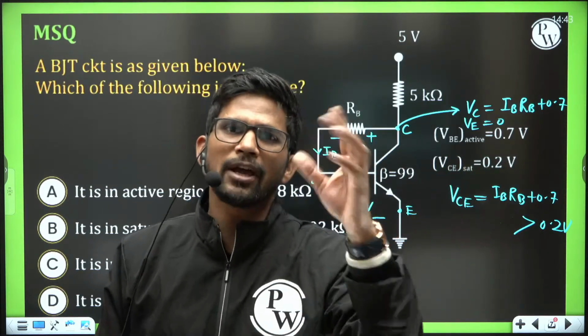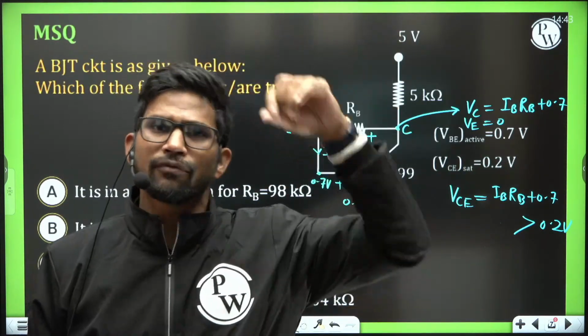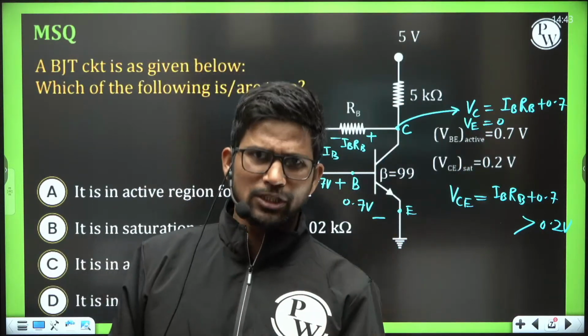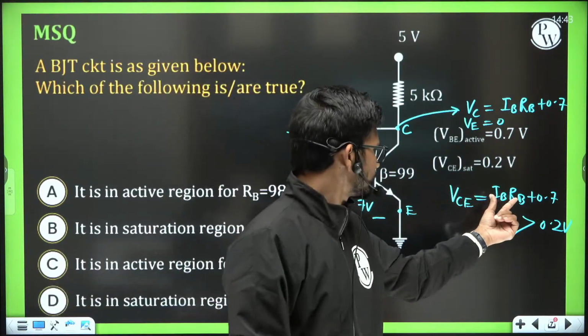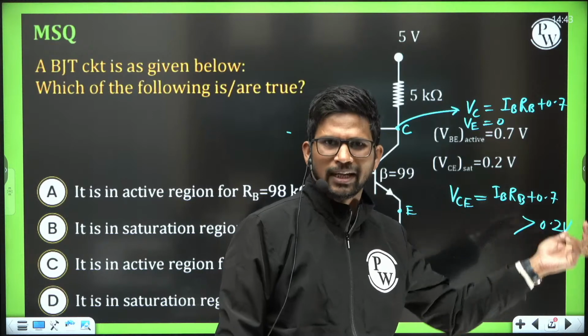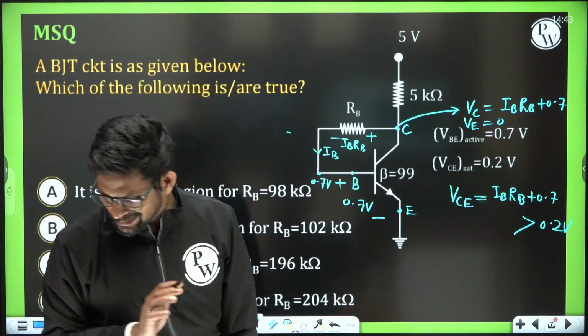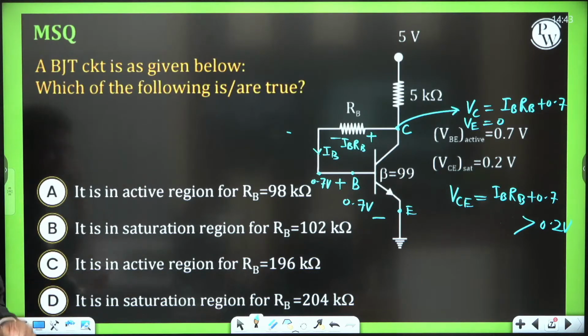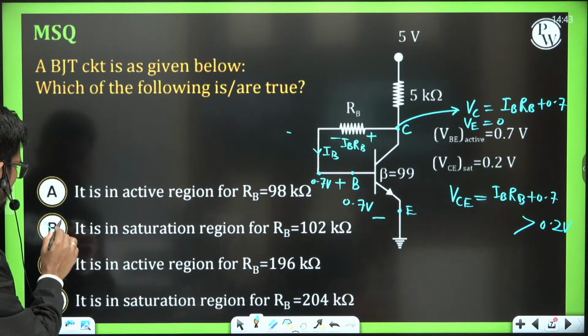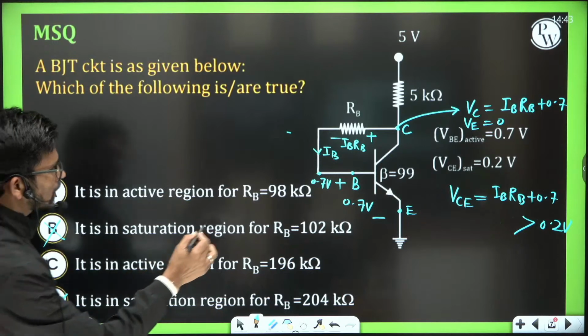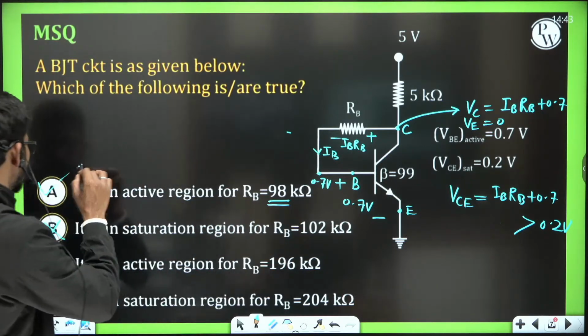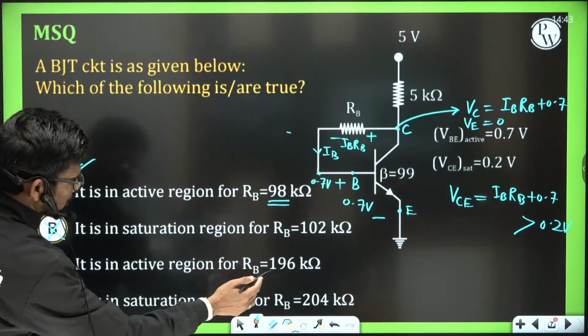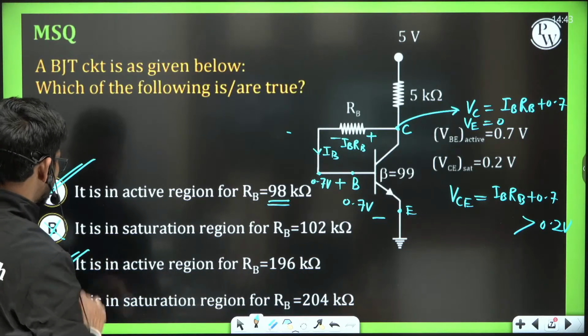So it will always be in active region whenever it gets on, for any value of RB. Even if you make RB 0, it is still 0 plus 0.7, greater than 0.2. So it is always in active region for any value of RB between 0 and some finite value. So the saturation region options are wrong. It is definitely in active region for RB 98, and definitely in active region for RB 196.